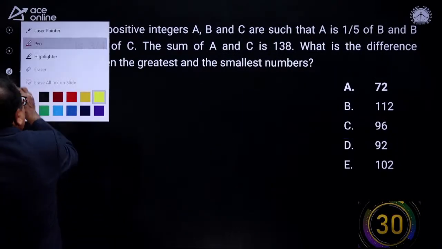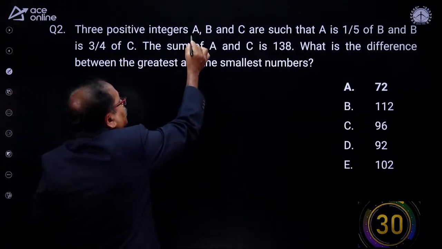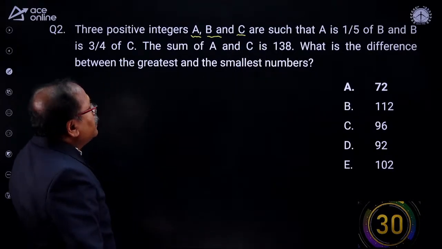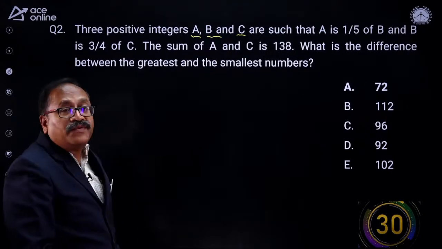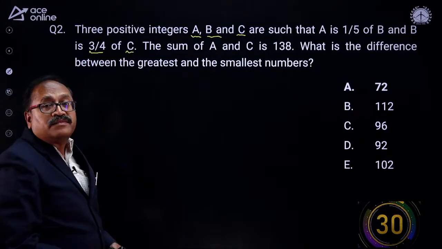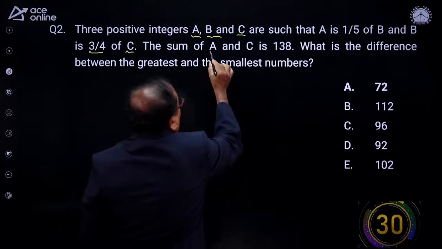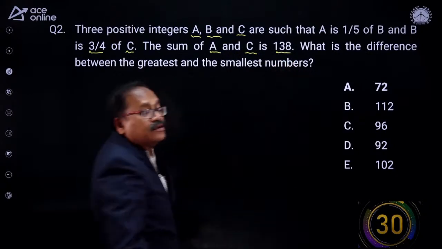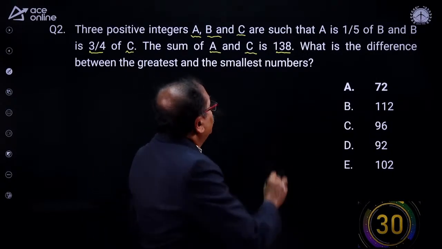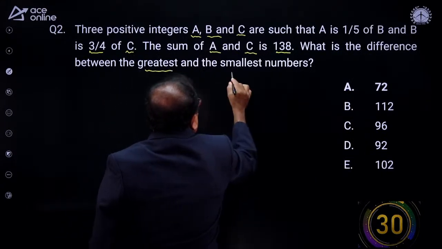So the next one. Coming to the next one. देखिए, what is this question? 3 positive numbers A, B and C are such that A is 1/5 of B and B is 3/4 of C. So यहाँ से हमारी A, B and C की रेशियो निकल आएगी. चलिए, उसके बाद में the sum of A and C is 138. Once I get the ratio of A, B and C and the sum of A and C दिया हुआ है. So what is the difference between the greatest number and the smallest number?